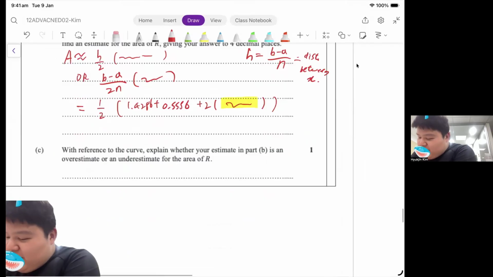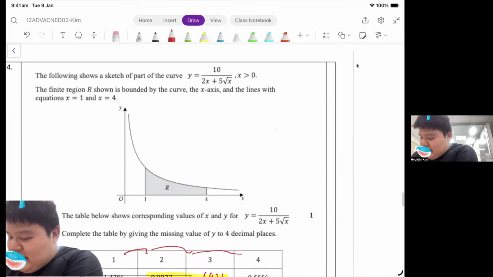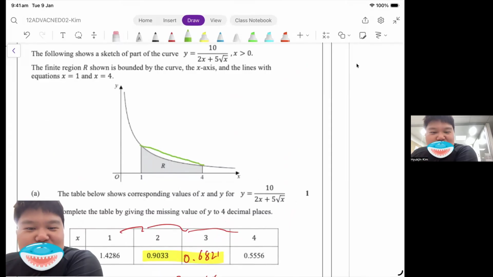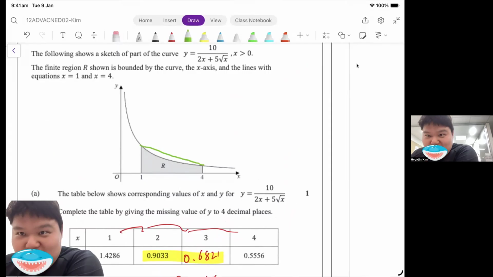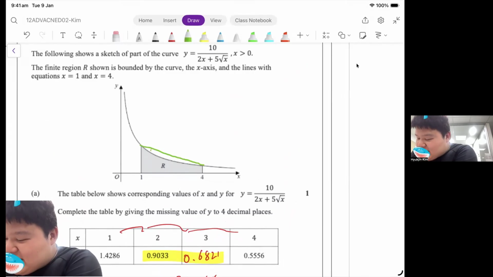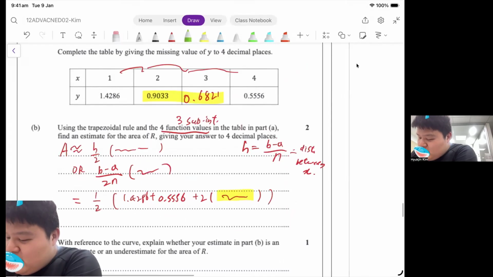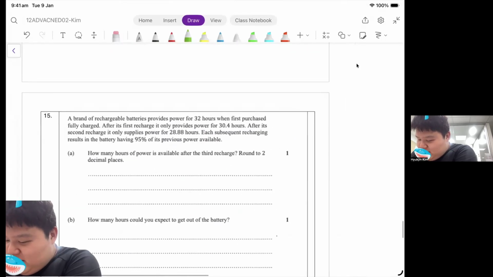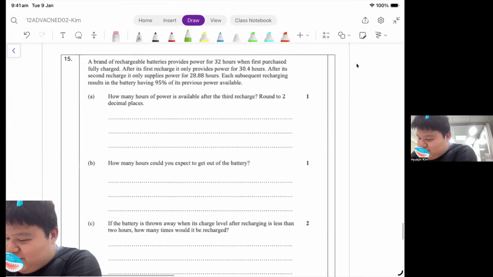With reference to the curve, explain whether the estimate in part B is an overestimate or underestimate. Well, remember, the way we're drawing trapeziums, we typically refer to trapeziums with straight lines. If I were to draw that, that's an overestimate by this much. Over. All good? Am I there yet? Jesus Christ, it feels like I've been talking forever.